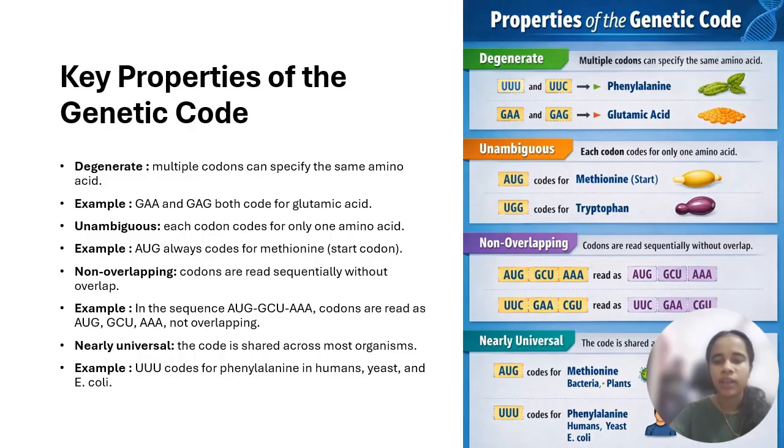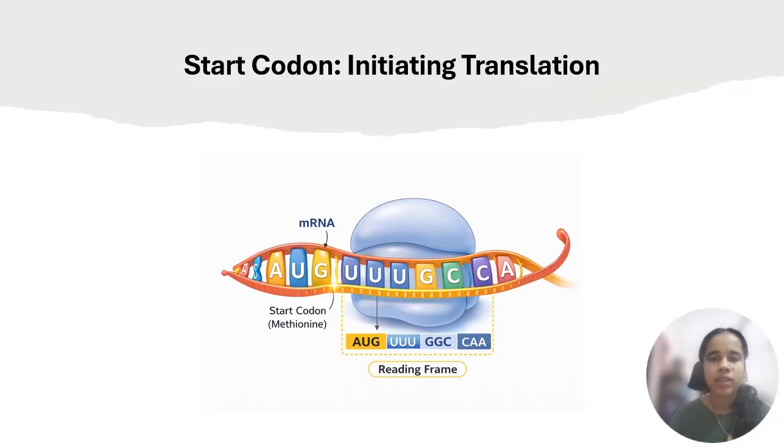Finally, the genetic code is nearly universal, which means that the same codons code for the same amino acids in almost all organisms, from bacteria to humans. These properties ensure that protein synthesis is not just accurate, but also consistent across all walks of life. Now let's understand how the code works and see how translation actually begins.